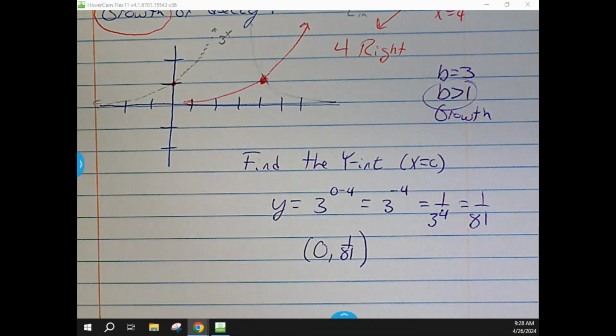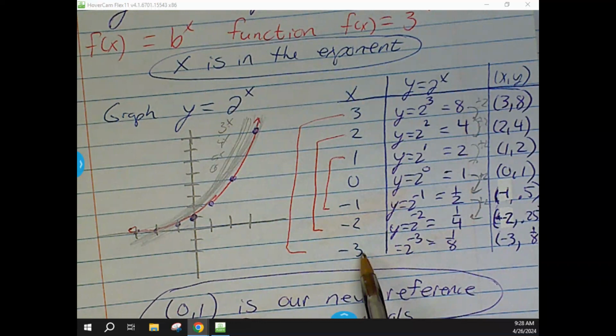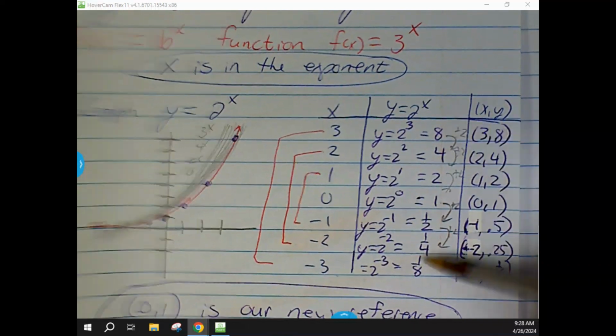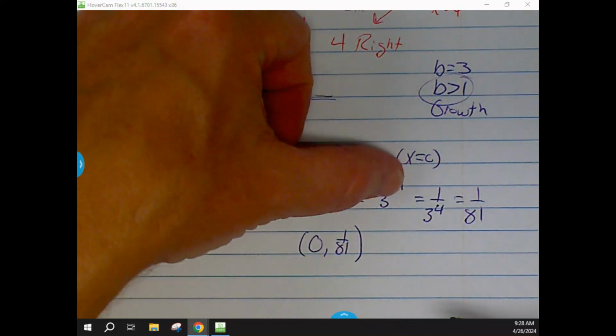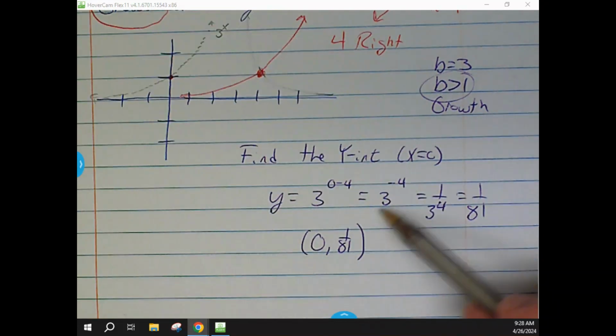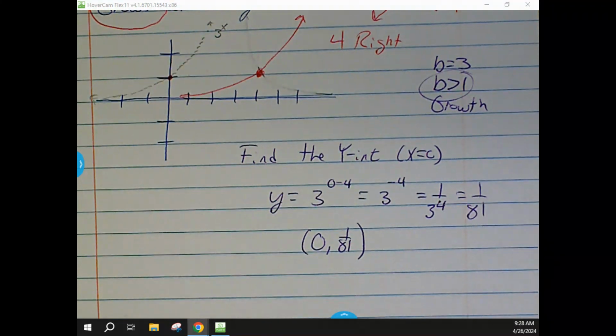So again, that kind of goes back to this thing. If we know it's negative on the exponent, we can just take the answer as if we didn't have a negative and write it as 1 over that answer. So 3 to the 4th would be 81. But since it's 3 to the negative 4th, we can just write it as 1 over 81.